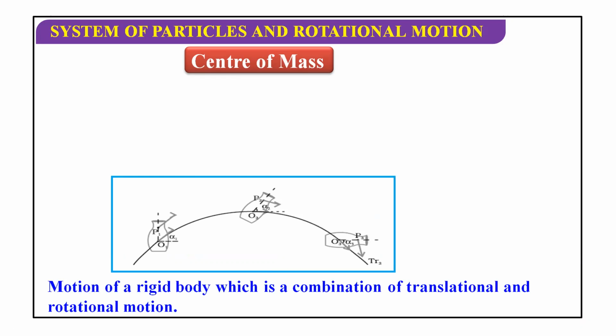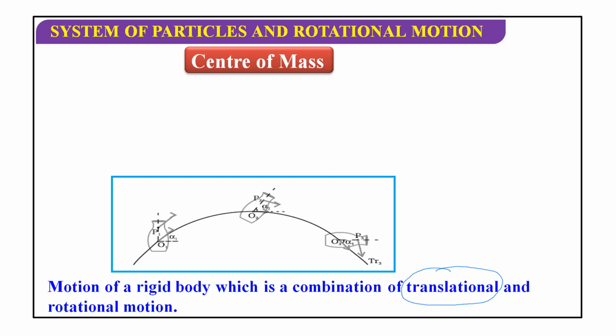So you can see here now when we throw something, it's a combination of translational and rotational motion. Now where the center of mass is coming into the picture here, center of mass is basically performing translational motion. Here only it is related.